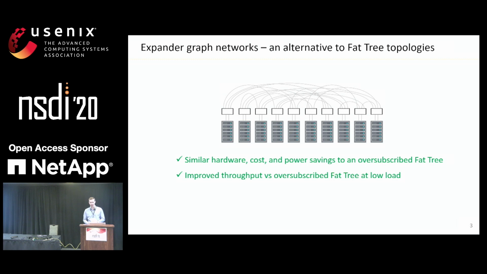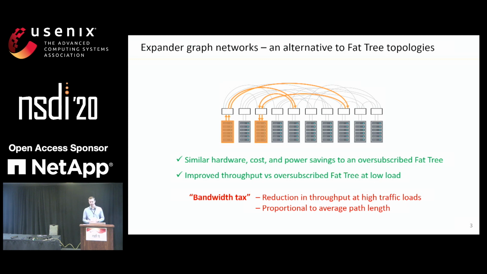However, they've been shown to offer higher throughputs than oversubscribed fat tree networks, specifically when the overall traffic load on the network is relatively low. And they do this by routing traffic along multi-hop paths through this network. So racks that don't have a direct connection between them, say these two racks shown in orange here, traffic is routed between those racks along these multi-hop paths.